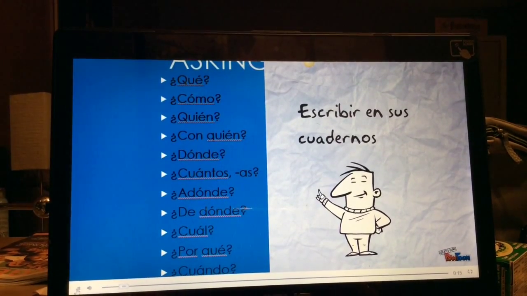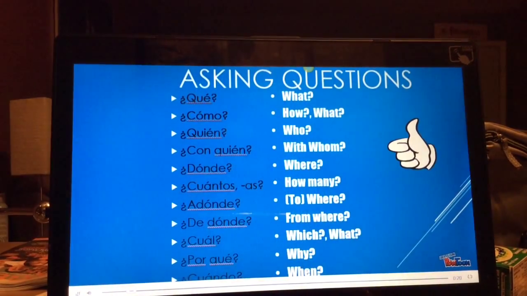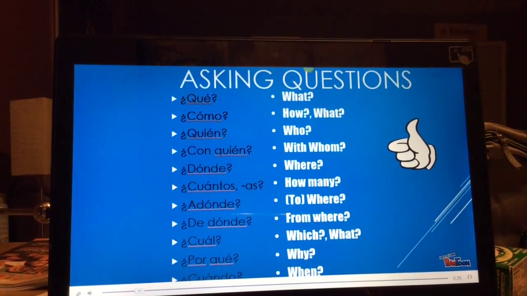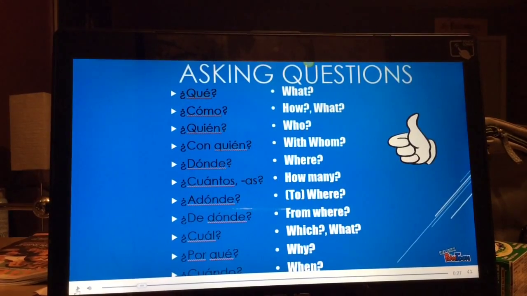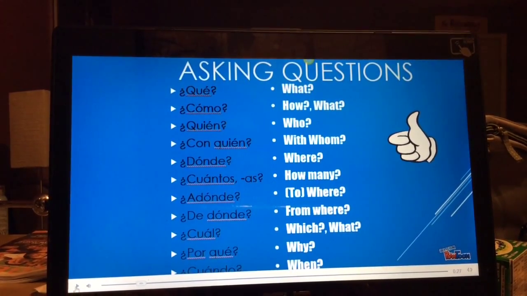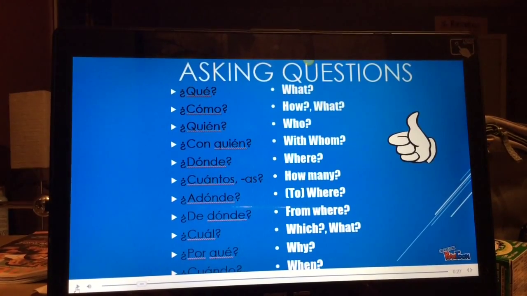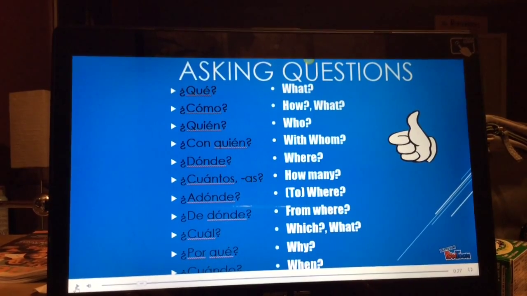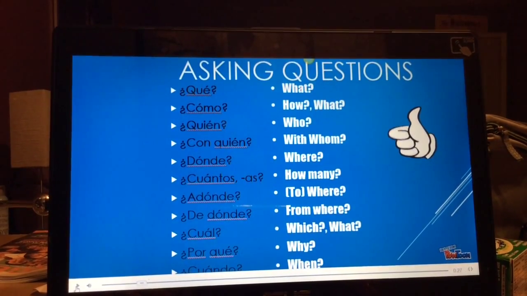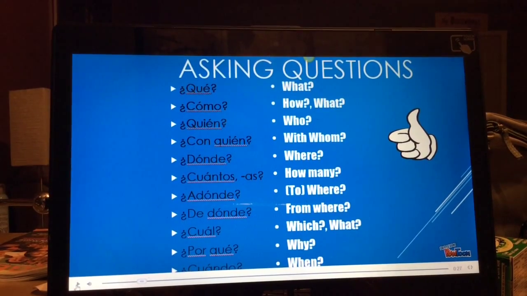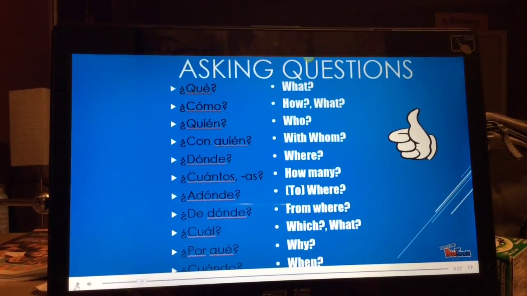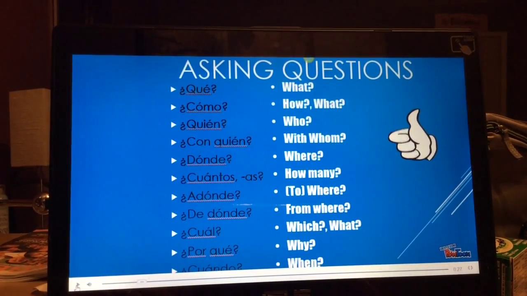But what do these mean? Do we remember what they mean in English? How would we know what we're asking? Well, ¿qué? Goes to what? ¿Cómo? Goes to how or what. ¿Quién? Goes to who. ¿Con quién? Goes with whom. ¿Dónde? Where. ¿Cuántos? Or cuántas? How many. ¿A dónde? To where. ¿De dónde? From where. ¿Cuál? Which or what. ¿Por qué? Why. And ¿cuándo? When.